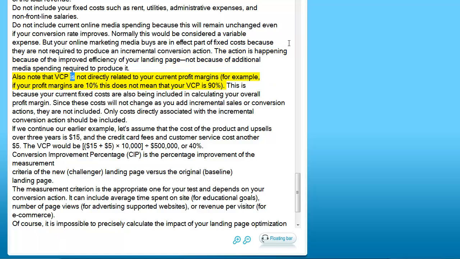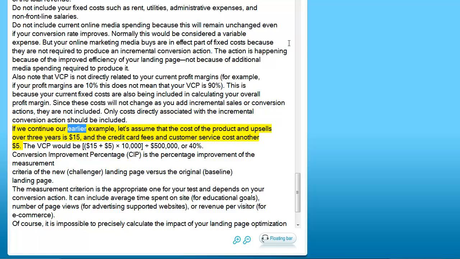Also note that VCP is not directly related to your current profit margins. For example, if your profit margins are 10%, this does not mean that your VCP is 90%. This is because your current fixed costs are also being included in calculating your overall profit margin. Since these costs will not change as you add incremental sales or conversion actions, they are not included. Only costs directly associated with the incremental conversion action should be included.